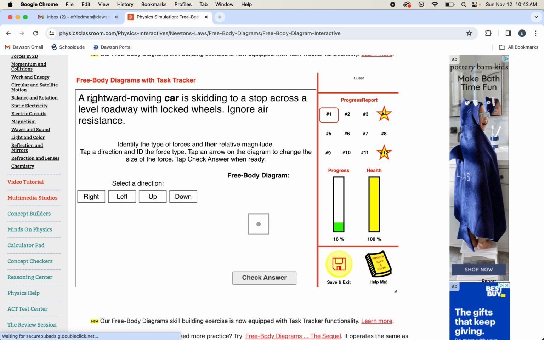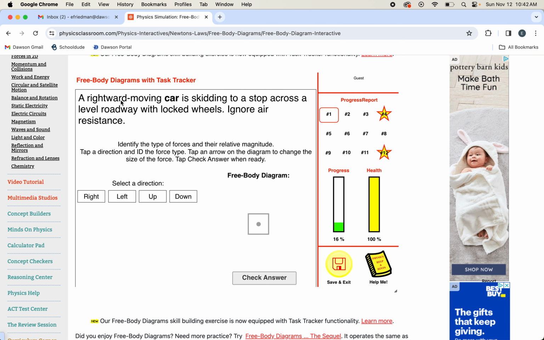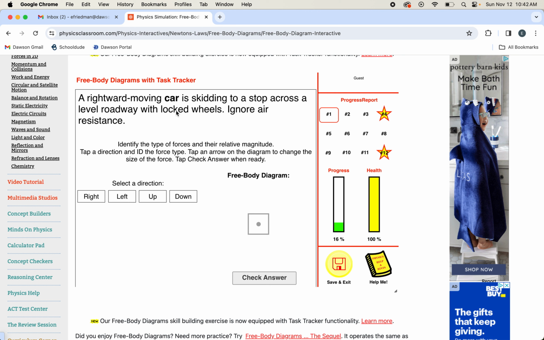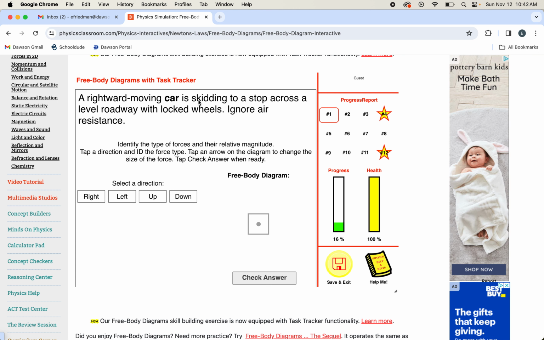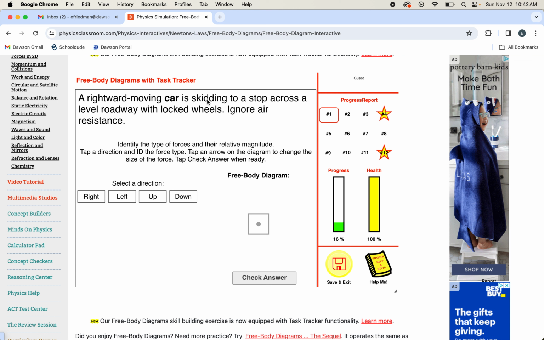A rightward, this is going to be good. This is tricky. A rightward moving car is skidding to a stop across a level roadway with locked wheels. Ignore air resistance. Okay, so what this means is we have a not equilibrium situation because it's skidding to a stop. That means acceleration, right? I know it's slowing down, but we still say acceleration even though something's slowing down.